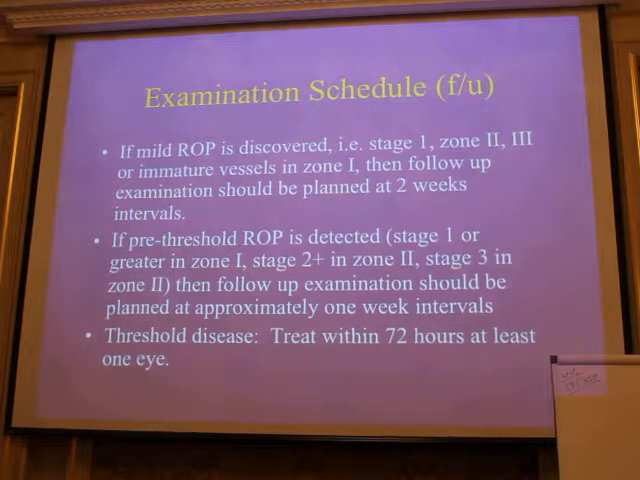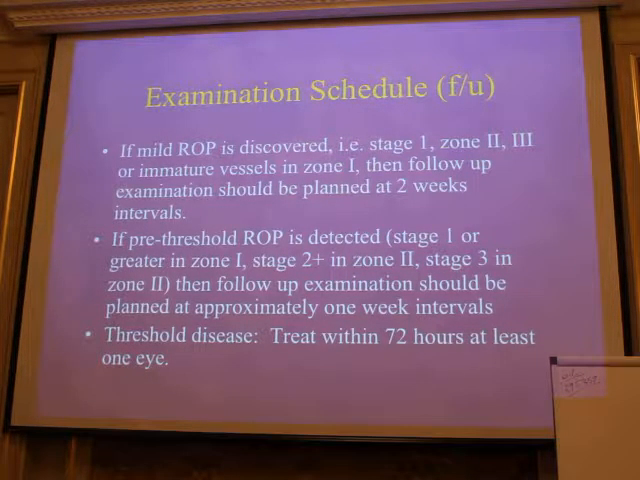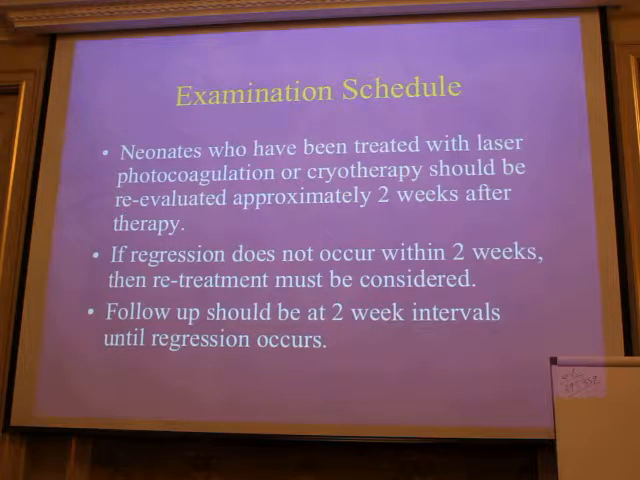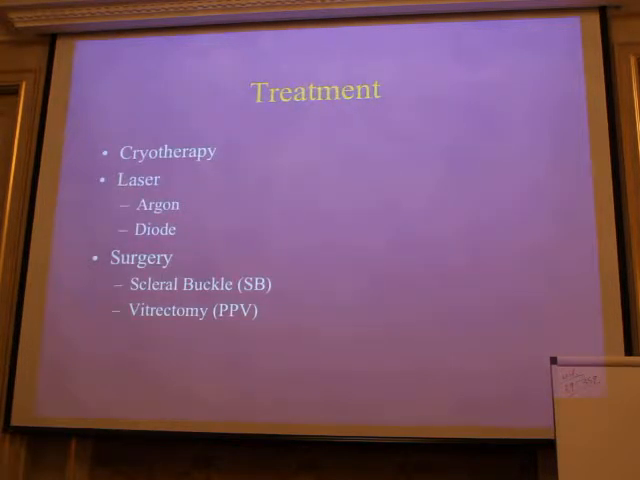Threshold disease, if you find it, you really have to treat within 72 hours. And if the baby is not fit for general anesthesia, just do it under local, do one eye and then do the next eye some other time, but you really have to. And then once you have treated them, you have to see them 2 weeks after, whether it's cryo or laser. And if regression does not occur, you have to retreat, you must have had some skip areas. Usually, regression should occur. If it doesn't, there might be a role for anti-VEGF, there might be a role for surgery.